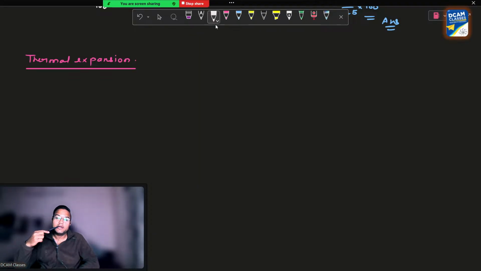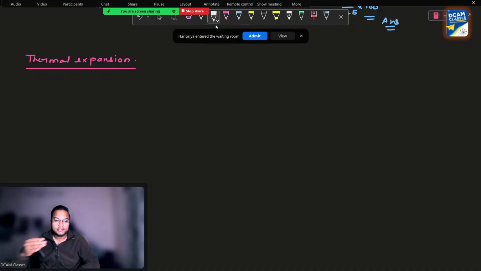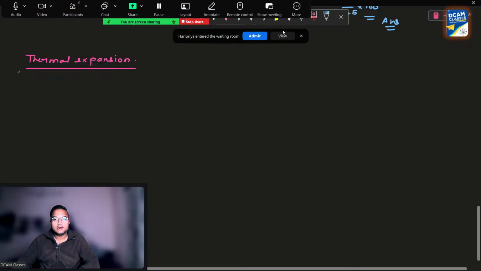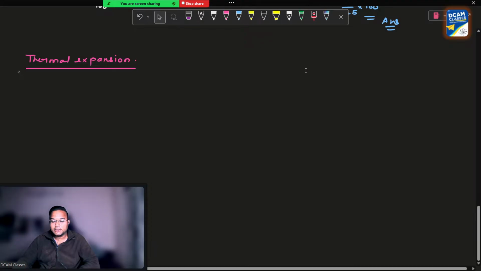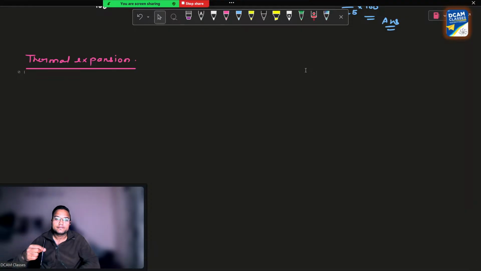Because in our daily life, the expansion due to the temperature change actually takes place very slowly, so slowly that it's difficult to observe unless you increase the temperature by a significant amount. You will not be able to see the expansion then and there only.